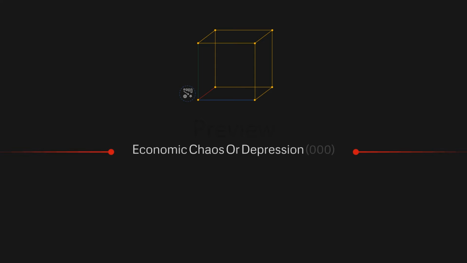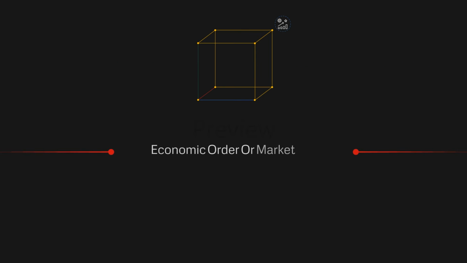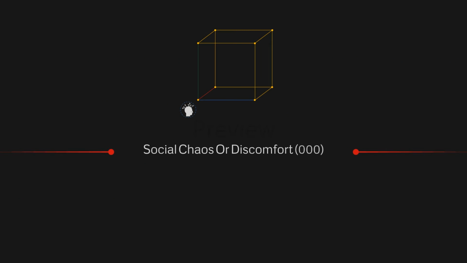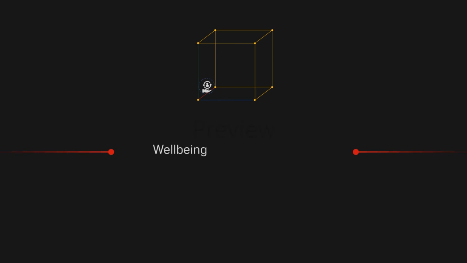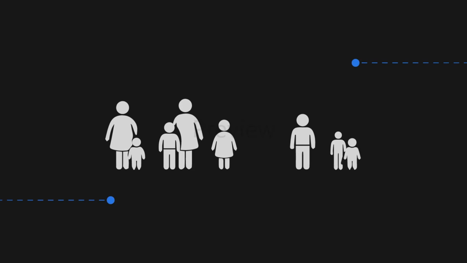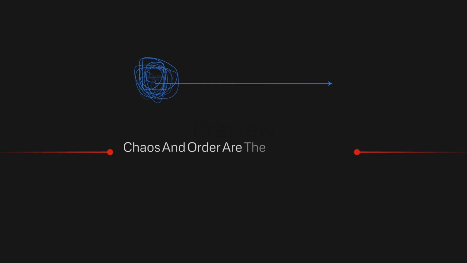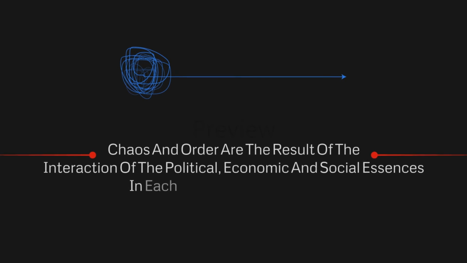Economic chaos or depression is defined as instability, wealth destruction, and wealth concentration. Economic order or market is the resulting interaction of stability, growth, and distribution. Social chaos or discomfort is a society without health, work, or culture. Well-being is the contrary: a healthy, occupied, lively, and educated society. Chaos and order are the result of the interaction of the political, economic, and social essences in each cube, as illustrated next.